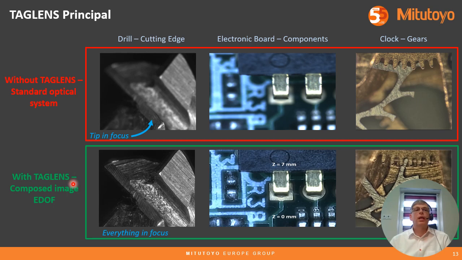Images in combination with TAG lens, same optics with TAG lens, using the extended depth of focus. We see here an all-in-focus image, everything is in focus. Also on the electronic board, we see everything in focus, even for different distances, and also for the clock gears, all the gears are in focus.